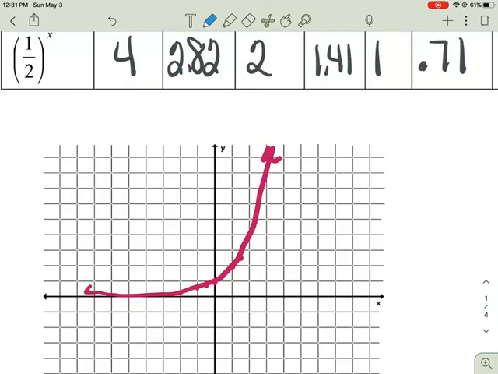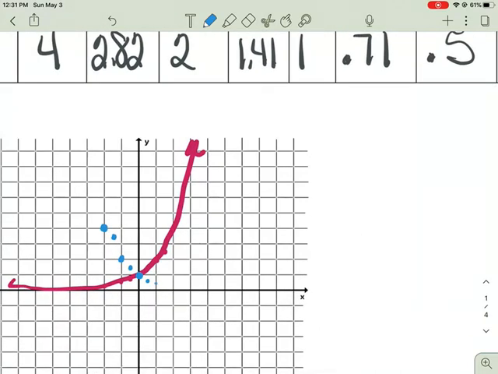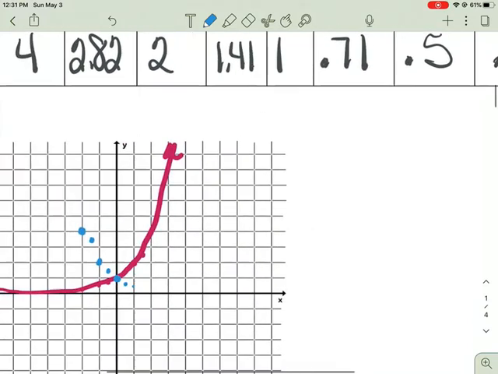All right, so let's try the other one. Okay, so at -2 we were at 4. There we go. And at -1.5, 2.82. Then 1.4, 1.7, 0.5, 0.35, and down here at 1/4. I don't like the placement of that one. Let me fix that. It's 2.82.